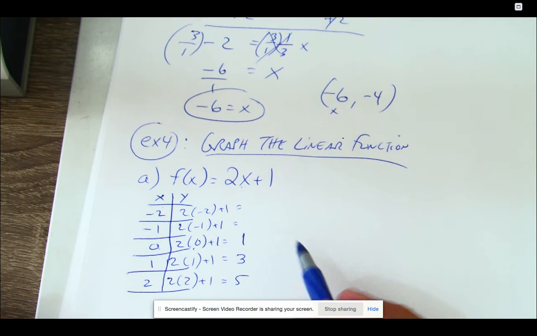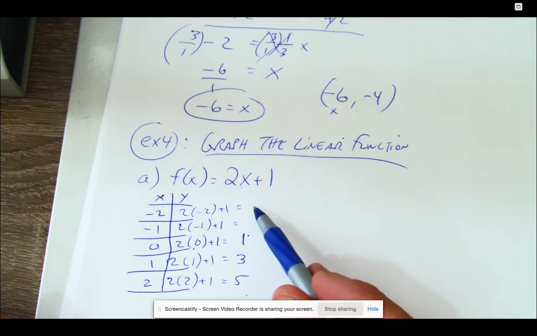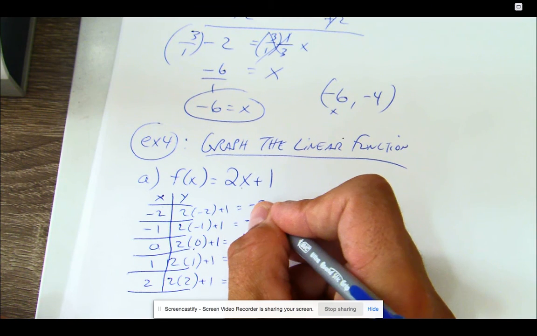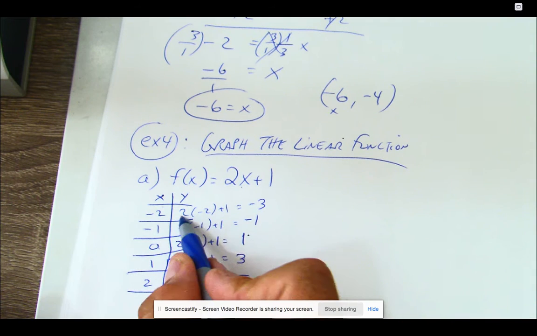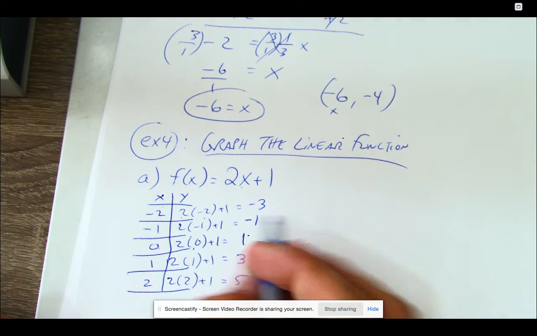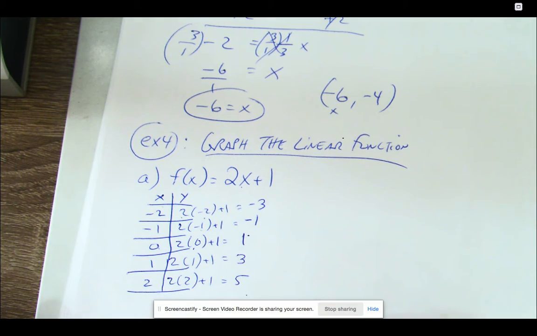Take a look at the numbers. Don't all the numbers look like they're adding by 2? So if I went up the other direction, it should be subtracting by 2. And I bet you that those answers are correct. 2 times negative 2 is negative 4, plus 1 is negative 3. And this makes negative 2 plus 1, which is negative 1.